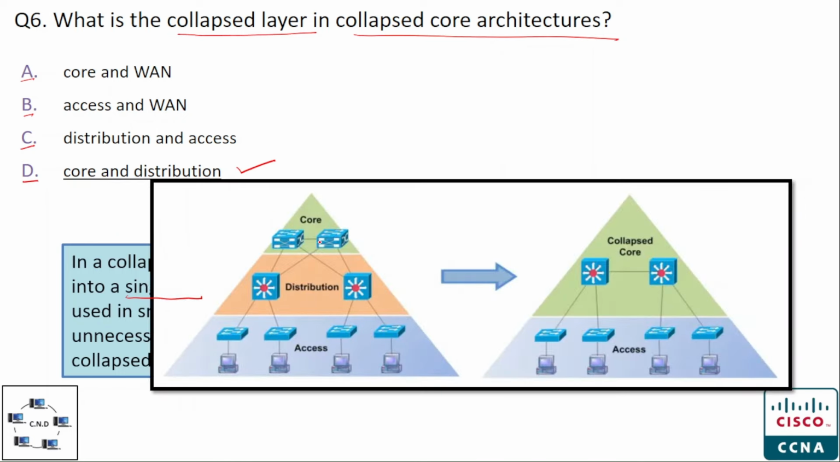And this is what we are talking about. So this is the three-tier architecture that consists of access, distribution, and core. And when these two layers, the core and distribution, are combined into a single layer that is known as collapsed core, then we get this architecture that is known as collapsed core architecture.